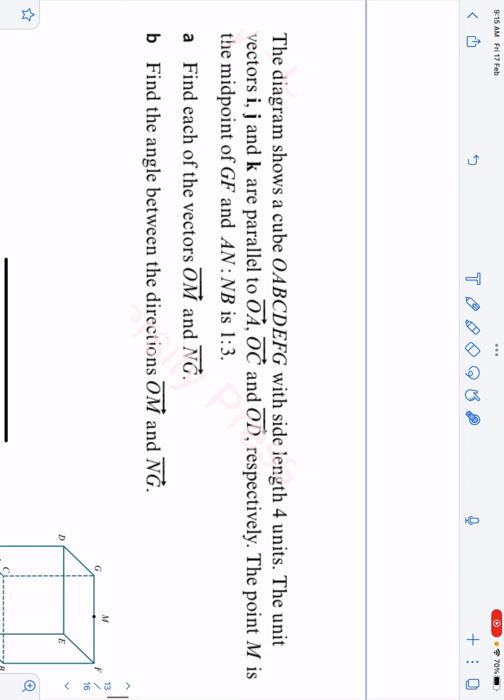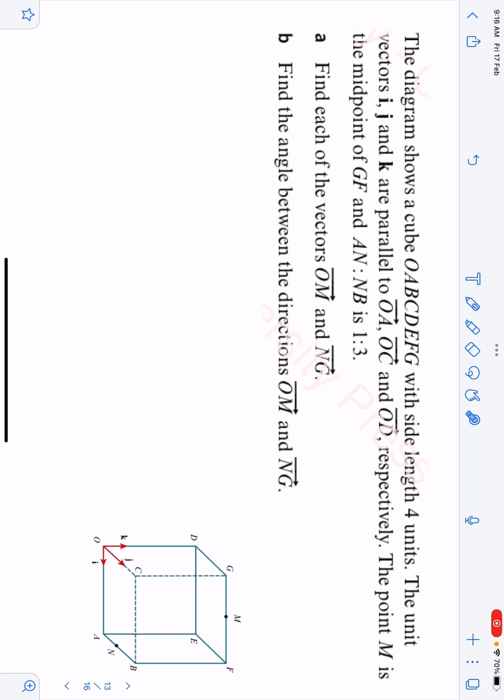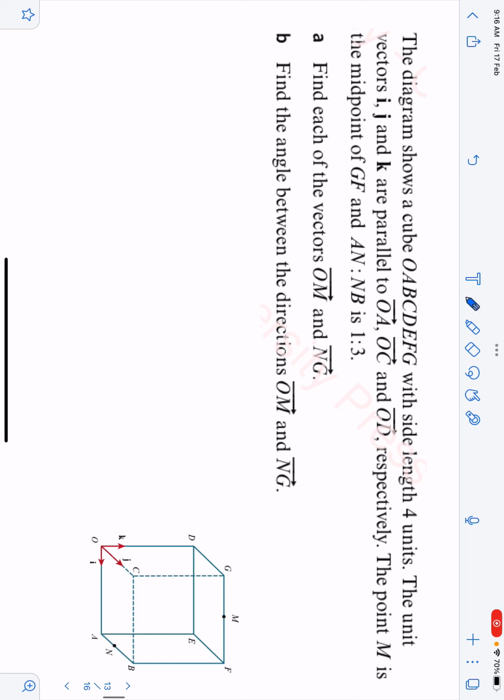Okay, moving on to the next question, which is this one. The diagram shows a cube OABCEFG with sides of length 4 units. The unit vectors i, j, and k are parallel to OA, OC, and OD. All the lengths are 4, so this is 4i, this is 4, this is 4, and this is 4. The point M is the midpoint of GF, so it's dividing it into 2 equal parts. AN is to NB is 1 is to 3, so this is 1 part and this is 3 parts.